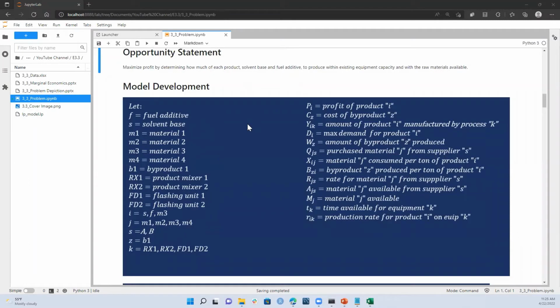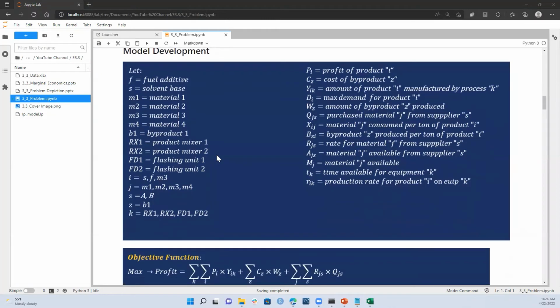So here we're going to start on the left and go through the different variables and sets for our problem. We're going to let F equal our product fuel additive and S equal our product solvent base. We're going to let M1, 2, 3, and 4 represent our material inputs for materials 1, 2, 3, and 4. We're going to let B1 represent our byproduct 1 produced from the processing of material 4 to make material 3. We're going to let RX1, RX2, FD1, and FD2 represent our pieces of equipment for product mixer 1, product mixer 2, flashing unit 1, and flashing unit 2.